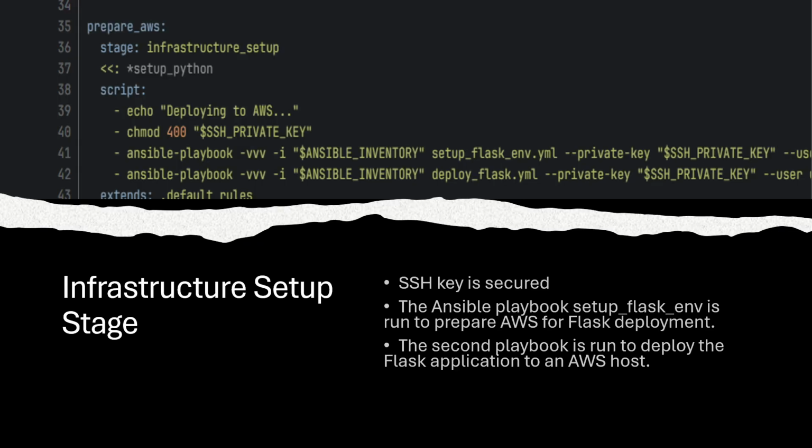Next slide. The infrastructure setup stage, or the AWS stage, is where the SSH key is secured and the connection to the AWS host is made, followed by the first Ansible playbook mentioned before. The setup Flask environment YAML file is run to prepare the host for the deployment, followed by the next playbook, which would be the deploy Flask YAML, and that's where it deploys the code to the AWS host.